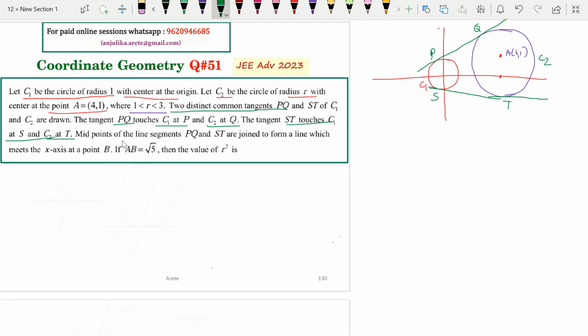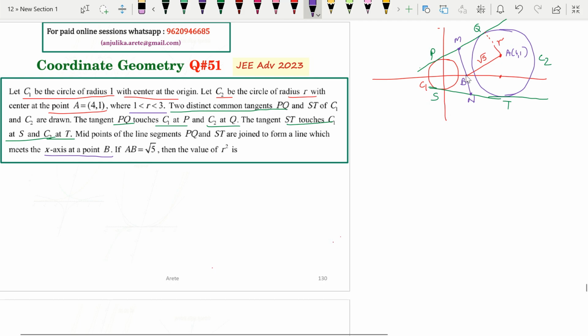Now what? Midpoints of the line segments PQ and ST are joined. This is a midpoint of PQ and you have a midpoint of ST. We are joining them to form a line which meets the x-axis at the point B. So let's say the midpoints are M and N. These are meeting at the point B. Now they are giving you that AB is root 5. The length is given to you. Now they are looking for what is the value of r square. So r is the radius of the second circle.